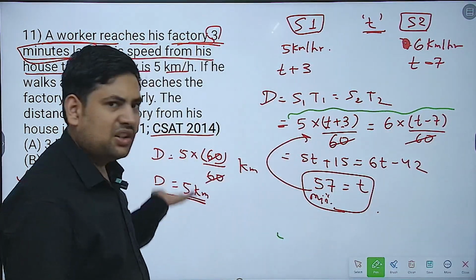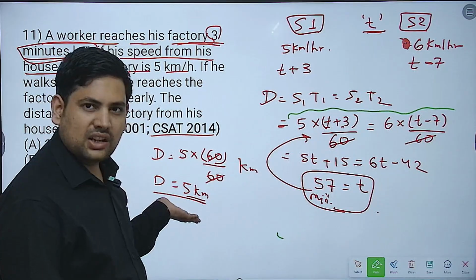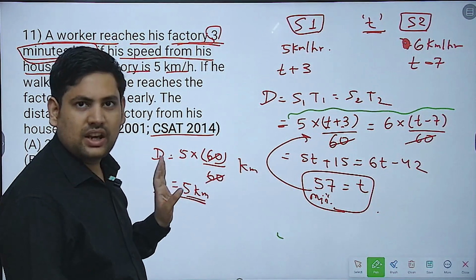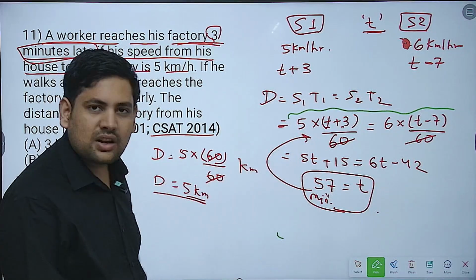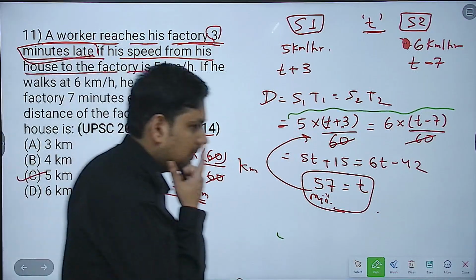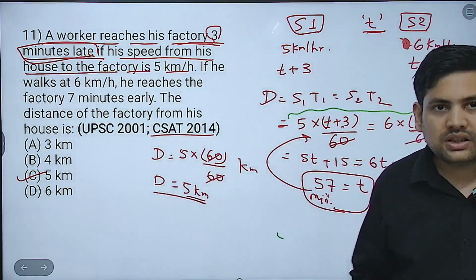How much time will it take to solve this? Hardly a few seconds. Correct? In half a minute you can do this calculation. Even if you take a minute, then also it's fine. So this is how you get to the answer. This is related to distance constant questions.